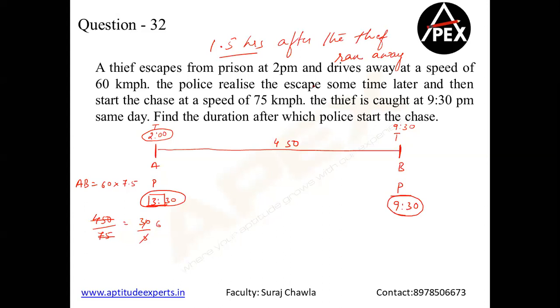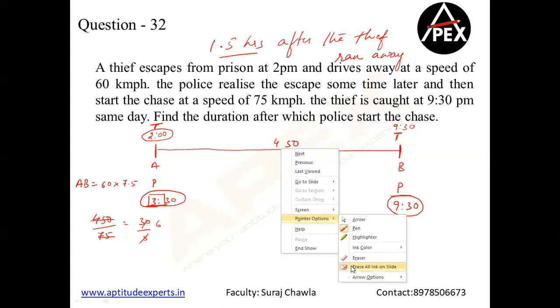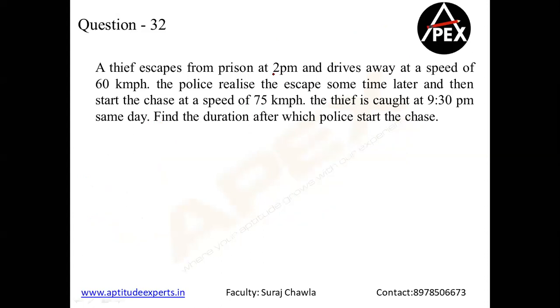Just repeating once again, guys. The thief started from here at 2 o'clock and the thief was caught here at 9:30. I know one thing for sure. Understand what hints are given to you here. If you're getting stuck, you just need to understand the hints. I'm given that the thief starts at 2 o'clock and is caught at 9:30. That means I can know the time for which the thief has traveled. The time for which the thief has traveled is nothing but 7.5 hours. This is given to me.